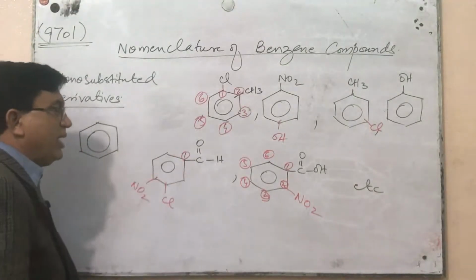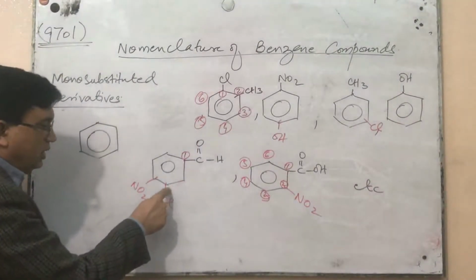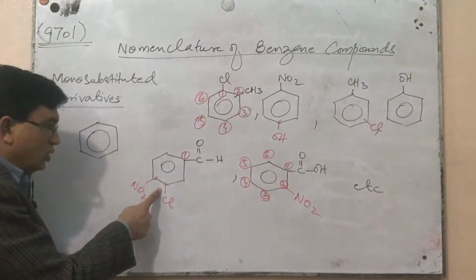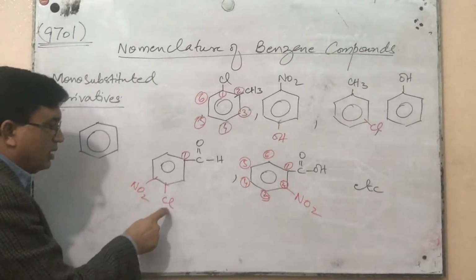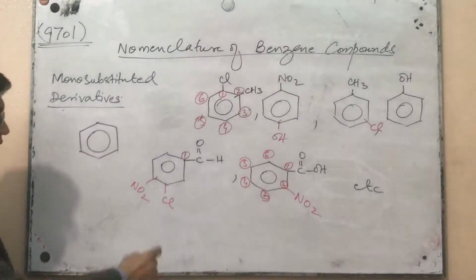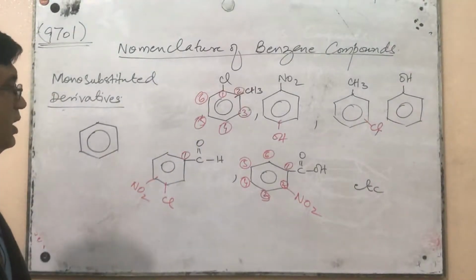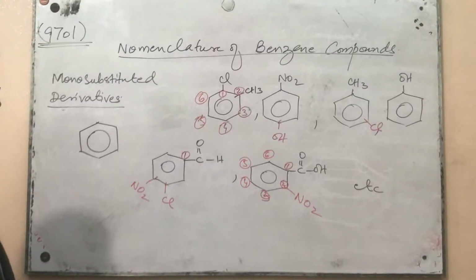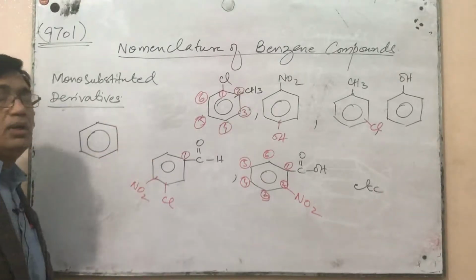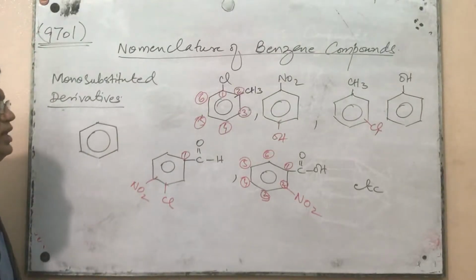Now, this compound will be numbered as, for example, 1, 2, 3, 4. It means that on the third carbon there is a chloro group, 3-chloro, 4-nitrobenzaldehyde, 3-chloro-4-nitrobenzaldehyde. In this manner, we name the different aromatic hydrocarbons, benzene substituted hydrocarbons or derivatives of benzene. And this is a method to name.